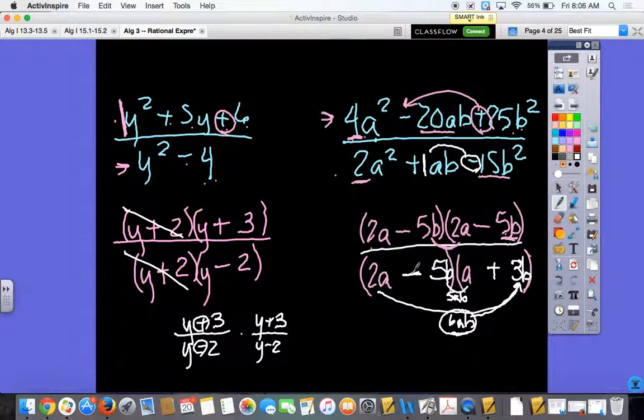Okay, once you get it factored, look for your matches. You got a 2a minus 5b over a 2a minus 5b. So the only thing that's left is 2a minus 5b over a plus 3b. Can you reduce the a's and the b's? No, because they're part of those binomials, and all of that stuff is glued together. 2a minus 5b is all glued, and a plus 3b is all glued together.